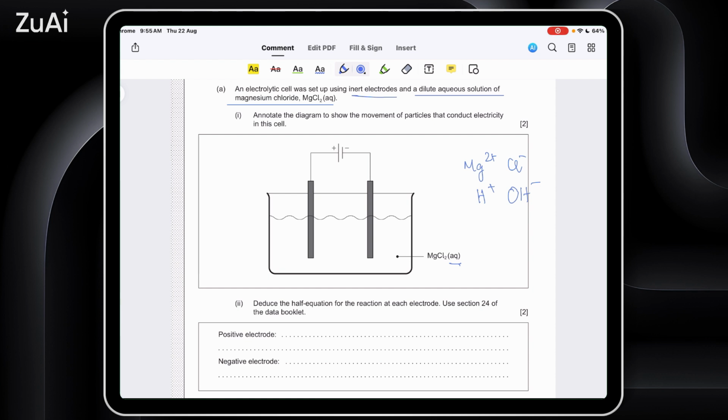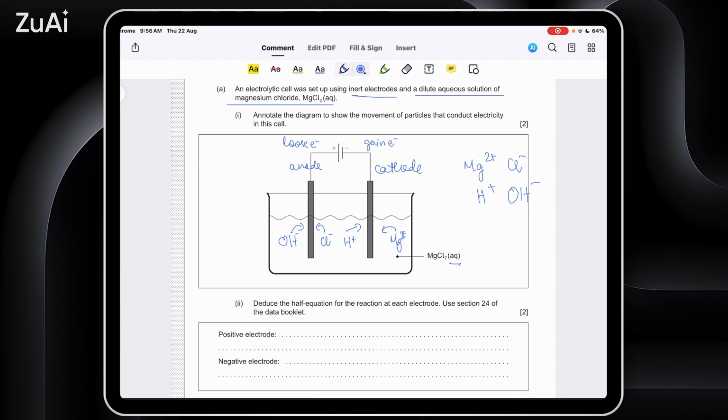So over there, at the anode, hydroxide ions, because that is dilute aqueous, and hydrogen ions will move towards the cathode, and chloride ions and hydroxide ions will move. It should be anode, it should be cathode. So over there, it loses electrons and it gains electrons.